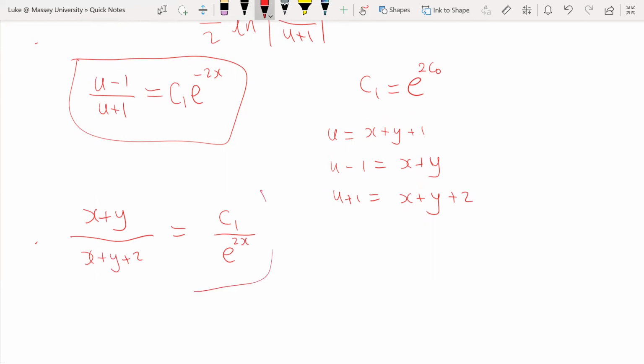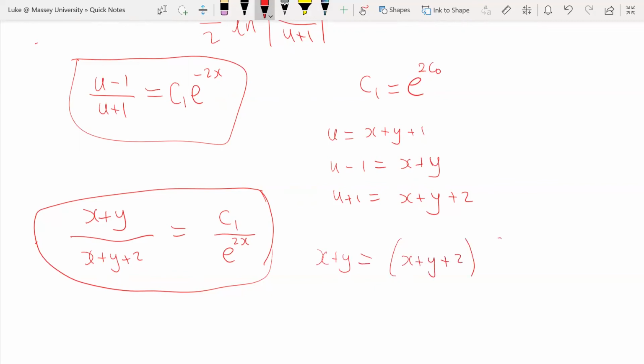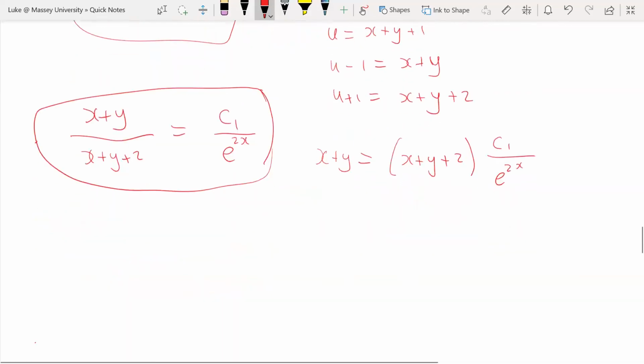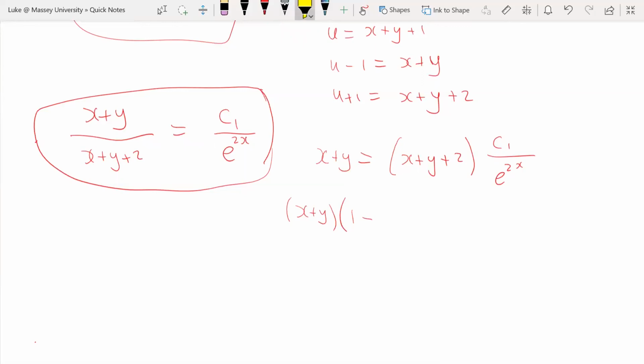And again, this is a fine solution to the ODE, but I can actually rearrange this for y, so maybe I'll do that quickly. I can multiply both sides of the equation by this denominator, x plus y plus 2. And I get something like this. Now what I might do is take that common factor of x plus y to the left hand side, so I get x plus y times 1 on the left hand side, and I've got minus c1 over e to the 2x on the right hand side.